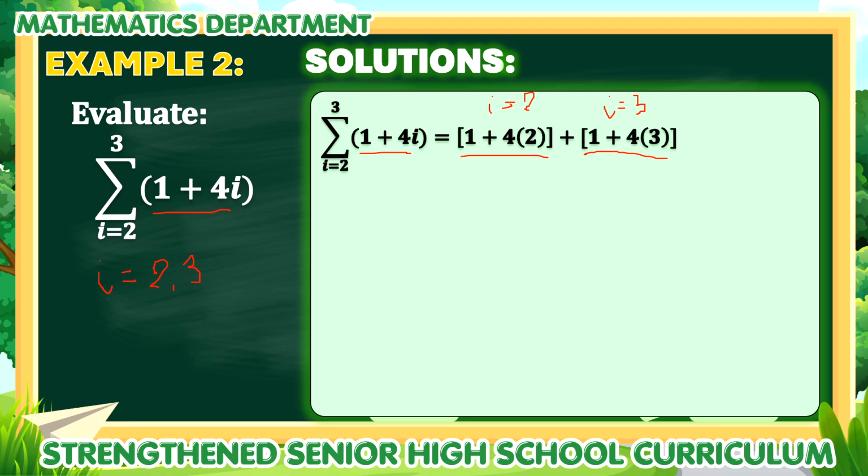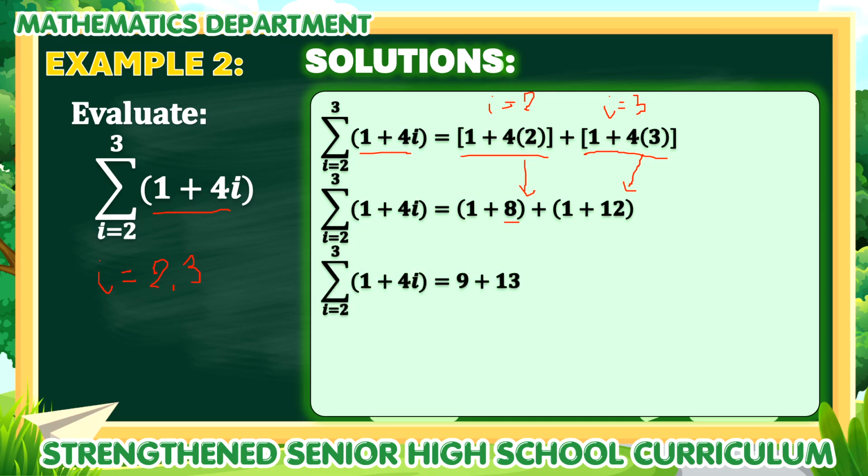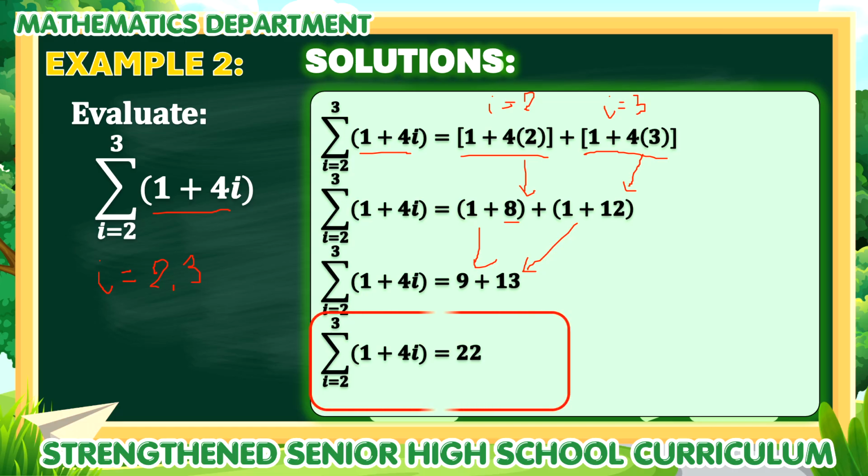So by simplifying this, 4 times 2, that gives us 8, right? And then 4 times 3, that gives us 12 here. So as a result, we can combine now 1 plus 8, so that gives us 9. And then 1 plus 12, that gives us 13. So by adding 9 and 13, we will now have our summation of 1 plus 4i, where i ranges from 2 to 3, is equal to 22.